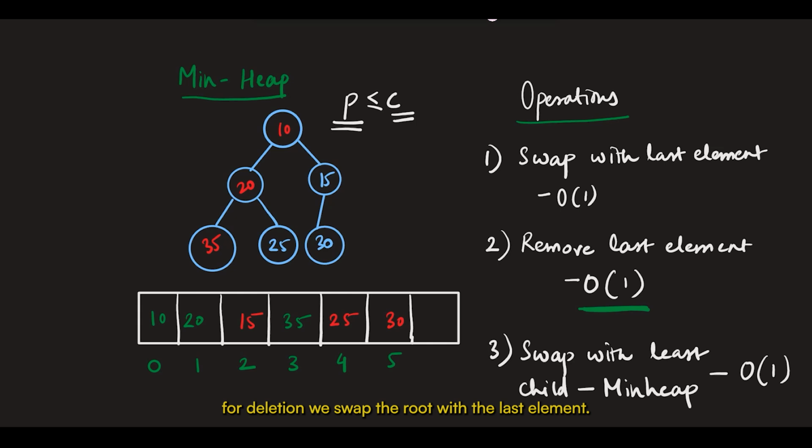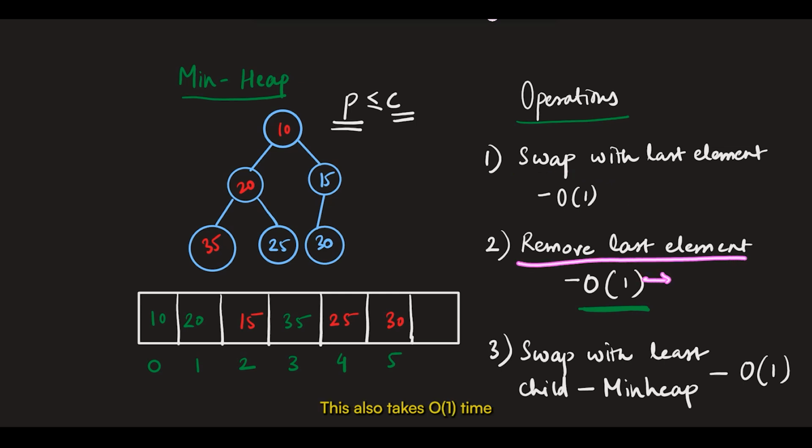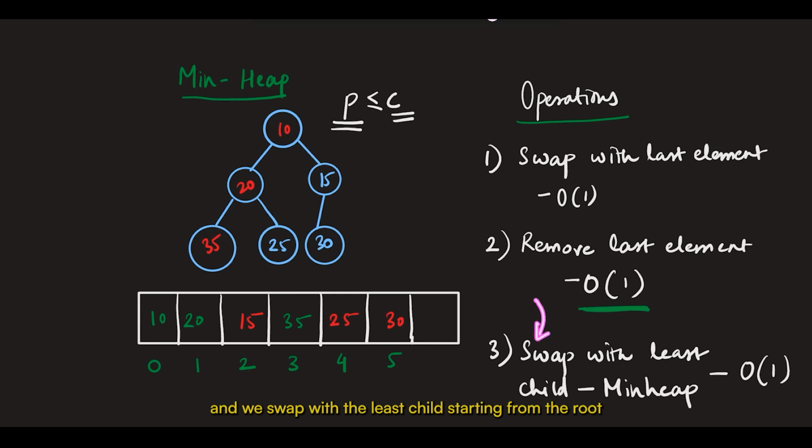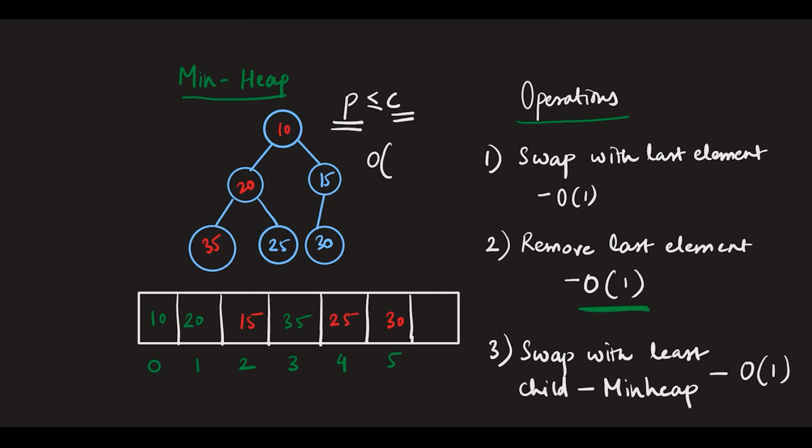So again, for deletion, we swap the root with the last element. This takes O of one time. We remove the last element. This also takes O of one time. And we swap with the least child starting from the root until our element is at the right place and no more swaps are needed. So in the worst case, the third operation will take the total number of comparisons that is equal to the height of the tree, which will be O of log n.